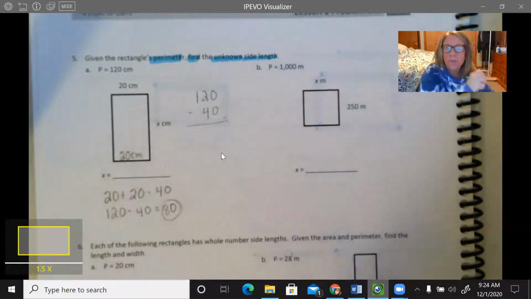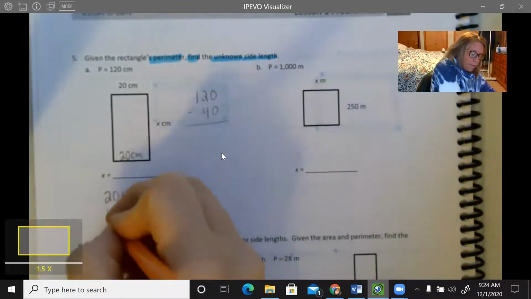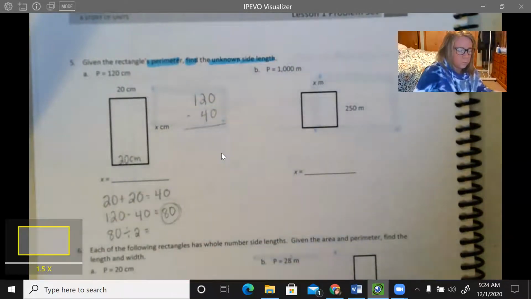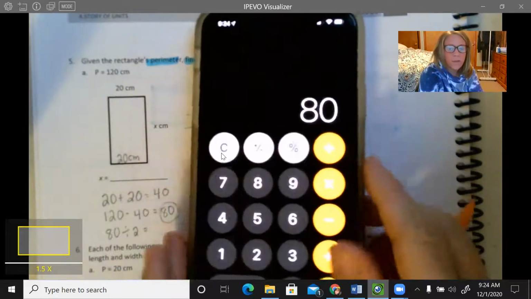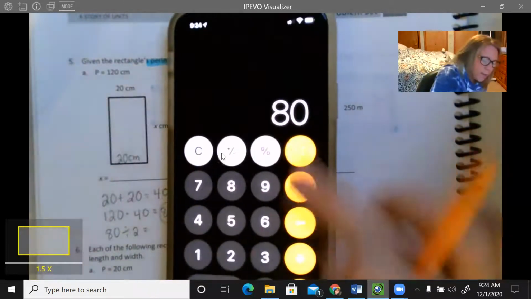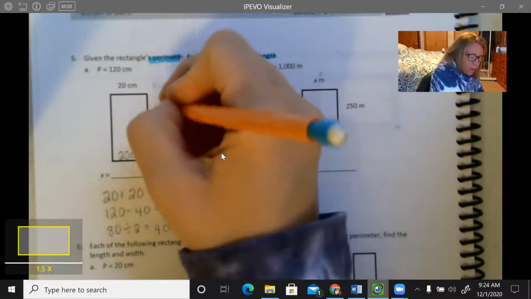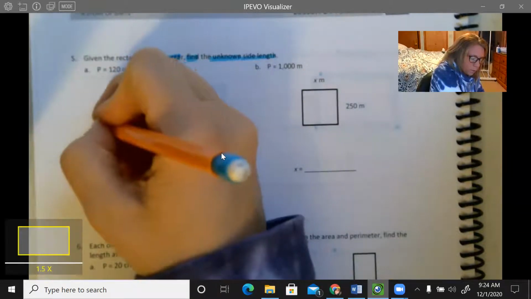And I know they have to be equal length. So I'm going to take my 80 and divide it by 2. We haven't learned how to do big multiplication and division yet. So I'm going to take my 80 divided by 2, and it gives me 40, which means each of these sides should be 40.